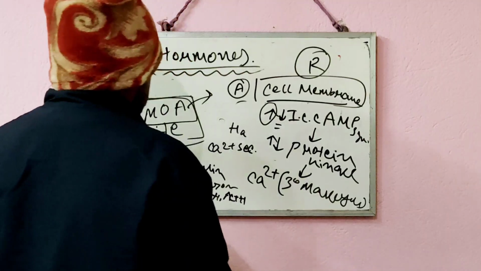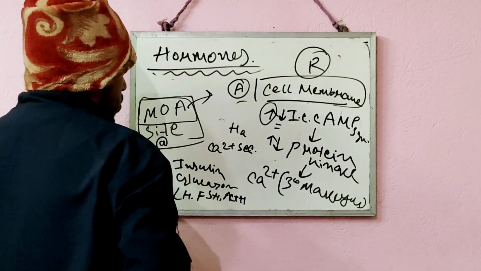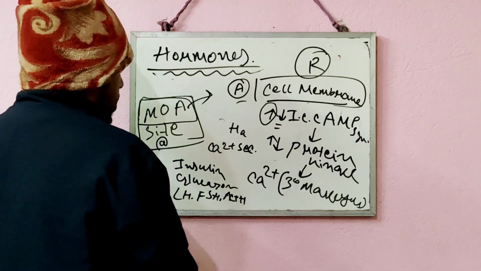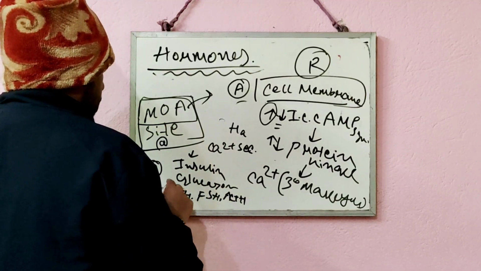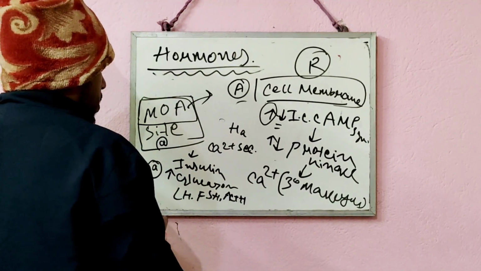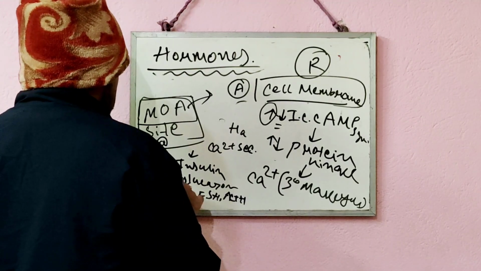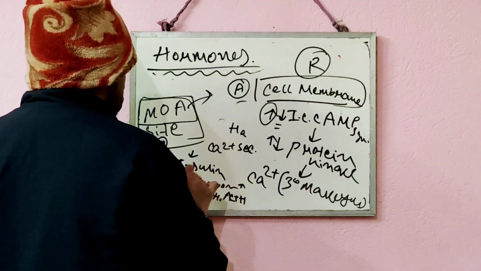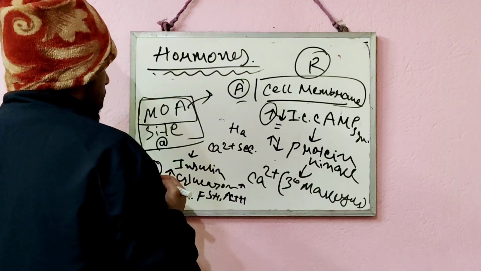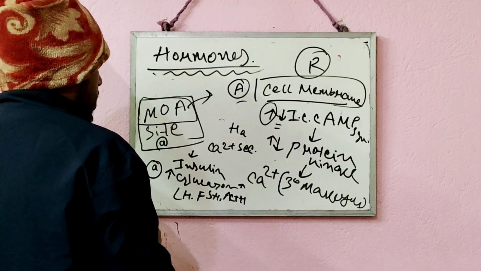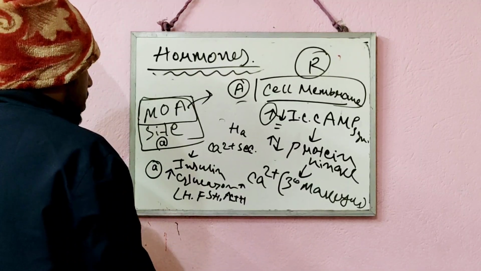So that was the first mechanism that is generally done in the cell membrane by all these hormones like insulin, glucagon, LH, FSH, ACTH. Insulin controls our blood sugar by decreasing the blood sugar level. Glucagon increases the blood sugar by promoting glucose synthesis in our blood. Both insulin and glucagon, by controlling sugar, help to maintain the blood sugar balance in our body.